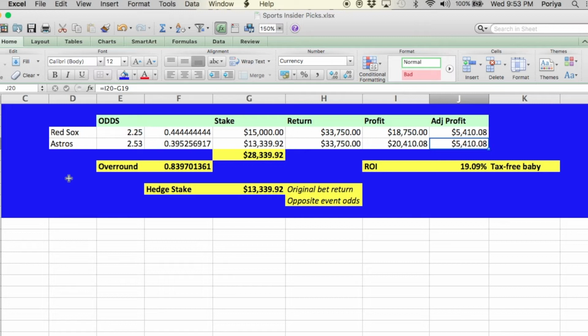So that means if we place this bet right now of $13,339.92 with Sportsbet at the odds of $2.53, whether the Red Sox win or whether the Astros come back and win, we'll walk away with a $5,410 profit, which represents a 19.09% return on investment tax-free.